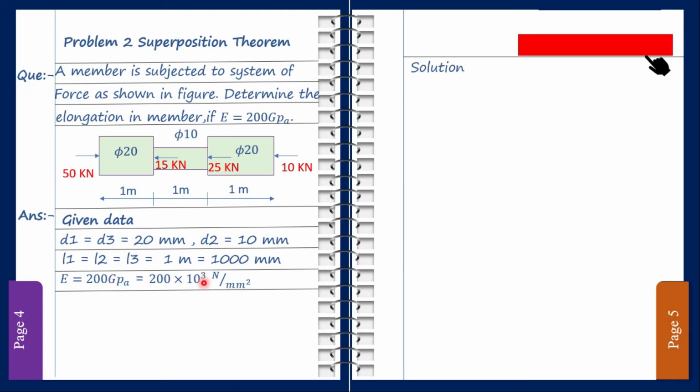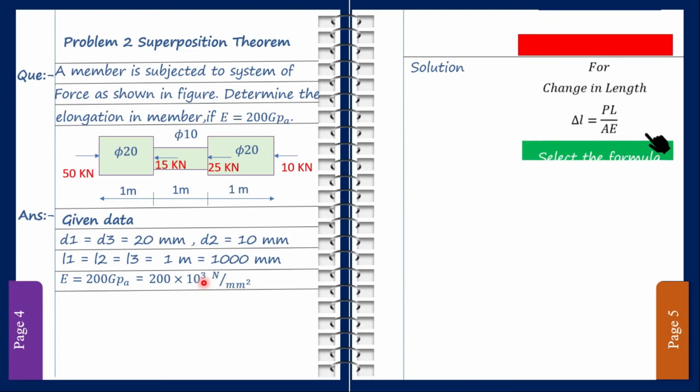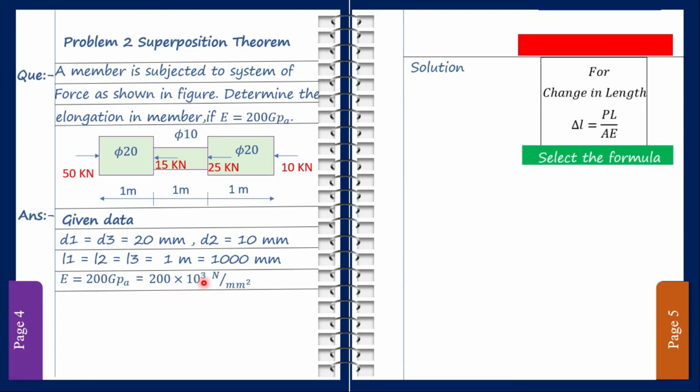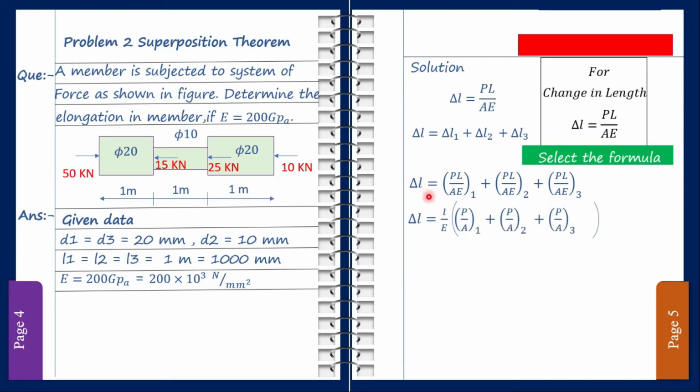We want to calculate the change in length, so we are selecting the formula delta L is equal to PL upon AE. The total change in length is delta L is equal to delta L1 plus delta L2 plus delta L3. In this problem, the length and the value of Young's modulus are common, so we are taking them common: P upon A1 plus P upon A2 plus P upon A3.